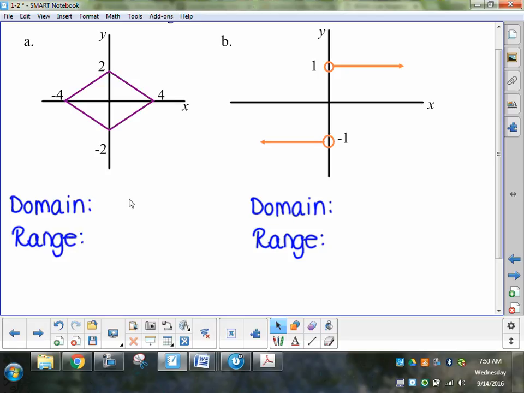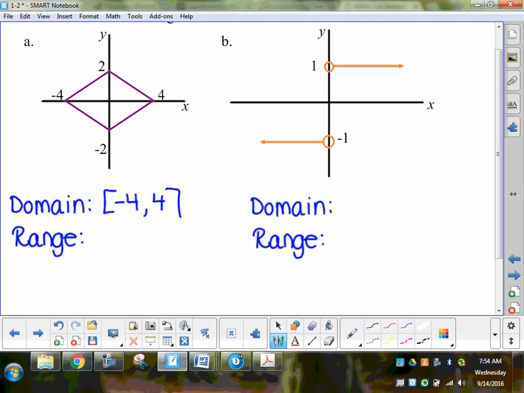Allison, all right. Do you want to do the domain in A or the range? What's that going to be in interval notation? Square bracket, -4, How about Eli? What would you go through and give for your range? Square bracket, -2, 2. There you go. So bracket -2 to +2.